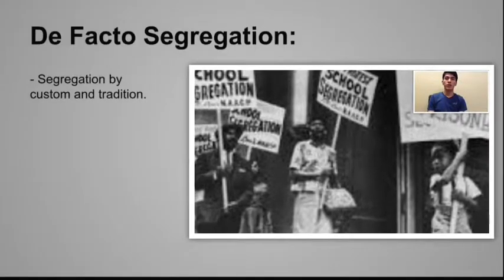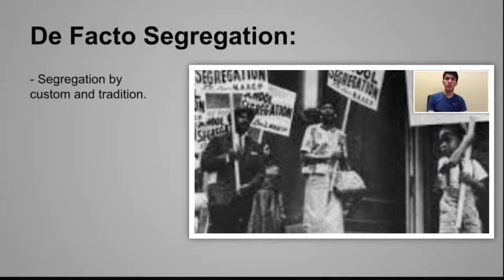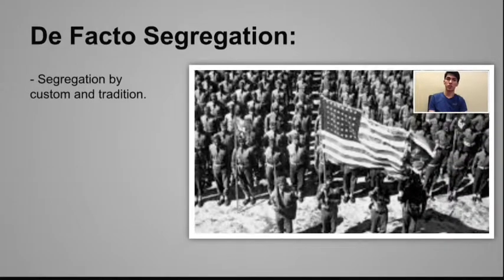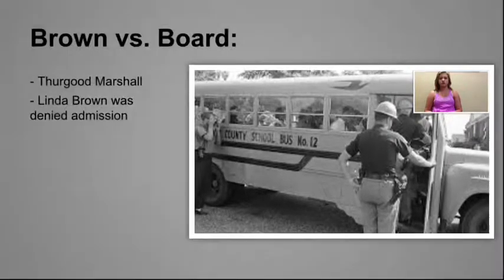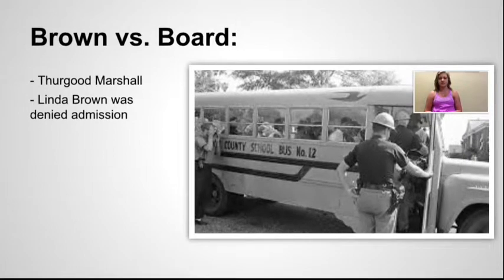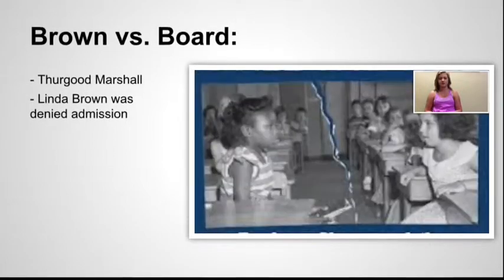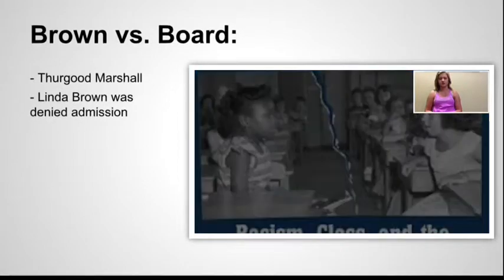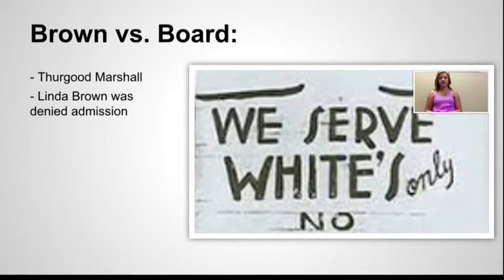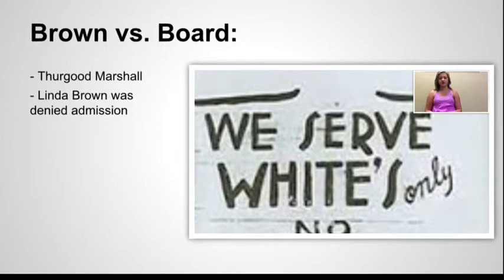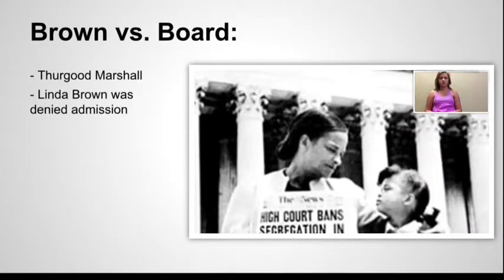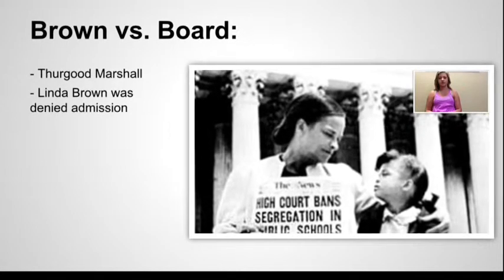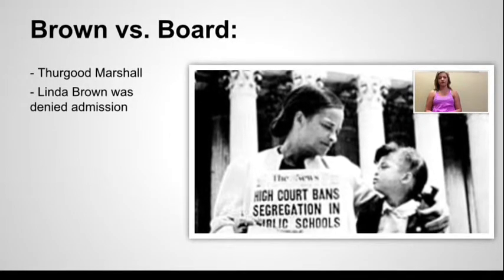Areas without laws requiring segregation often had de facto segregation, with segregation by custom and tradition. After World War II, attorney Thurgood Marshall focused his efforts on ending segregation in public schools. One case involved a young African American girl named Linda Brown, who was denied admission to her school. The Supreme Court ruled that segregation in public schools was unconstitutional and violated the Equal Protection Clause of the 14th Amendment.